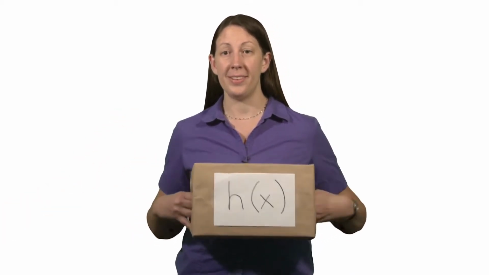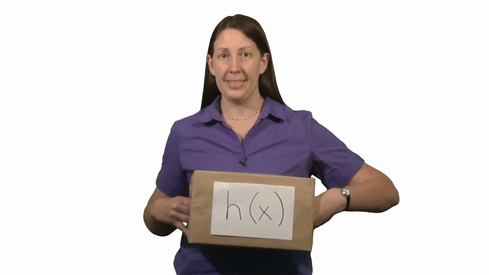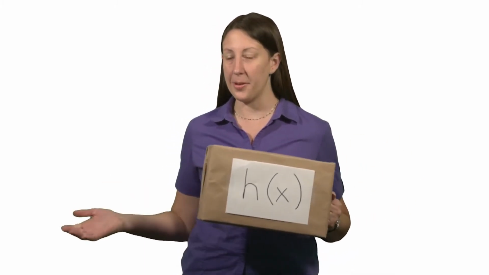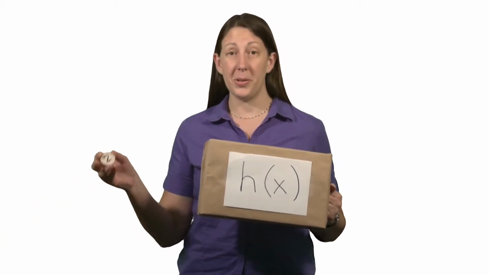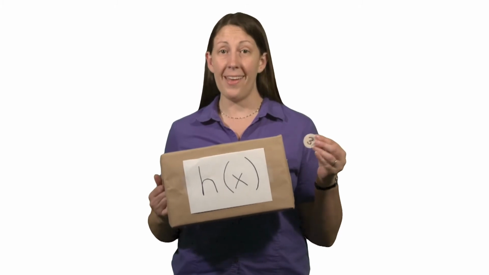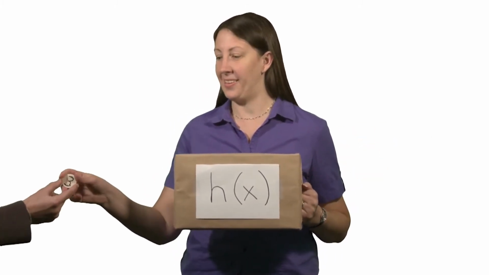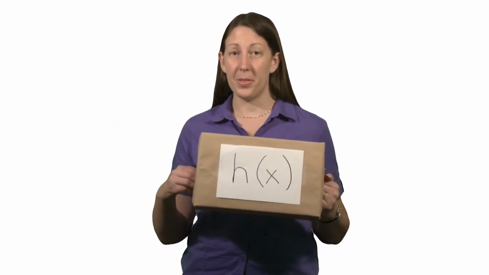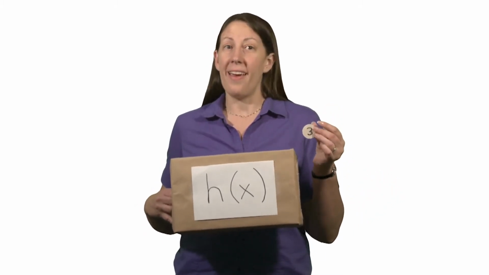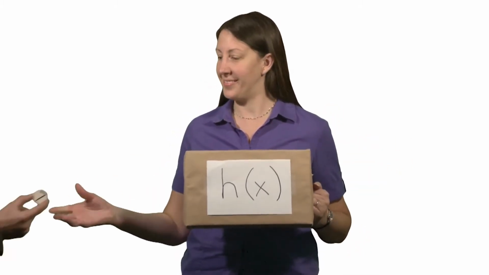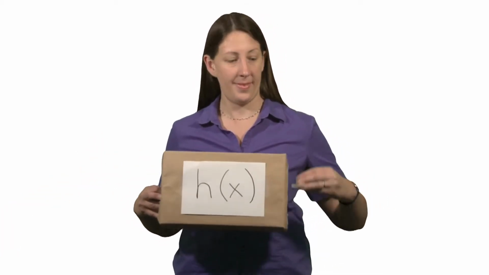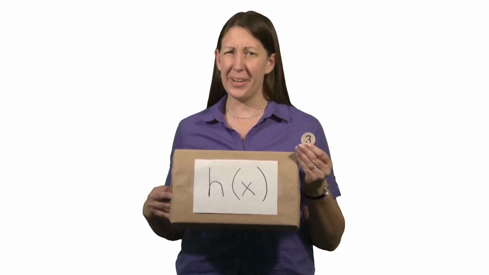h of 1 gives me a value of, let's see, 3. h of 1 is 3. Let's try another one. 2. h of 2 is 3 again. Let's try another. Plug in 3. h of 3 is, let's see, 3. h of 3 is 3. Let's plug in 7 now. h of 7 is 3.